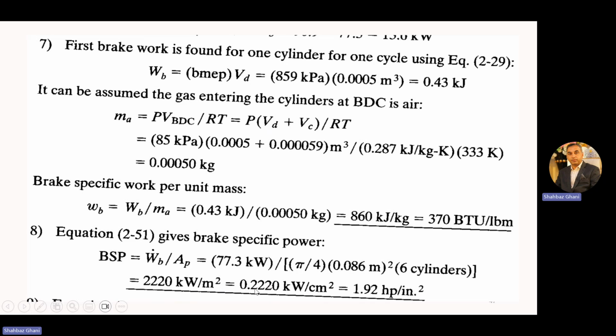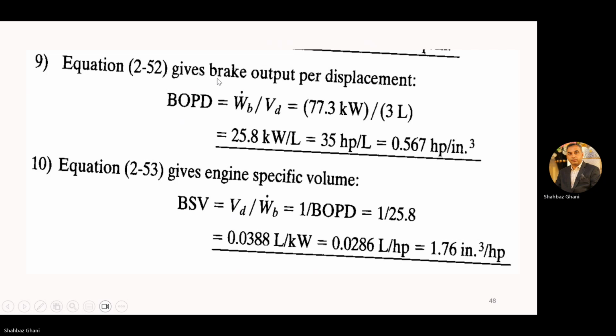That is 0.2220 kilowatt per centimeter square, and that is 1.92 horsepower per inch square. Now, this gives brake output per displacement. We know it is the brake power divided by the displacement. This is the displacement of the complete 6 cylinders, okay? So the complete total volume is 3 liters. So brake output per displacement is 25.8 kilowatts per liter or 35 horsepower per liter.